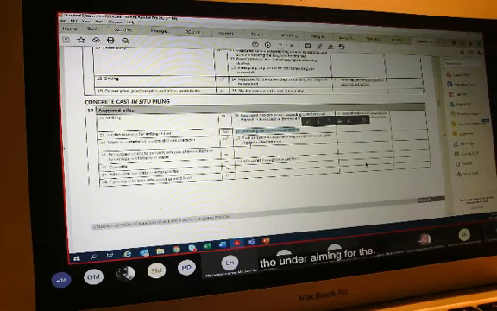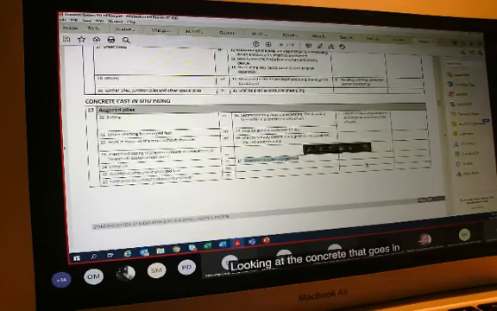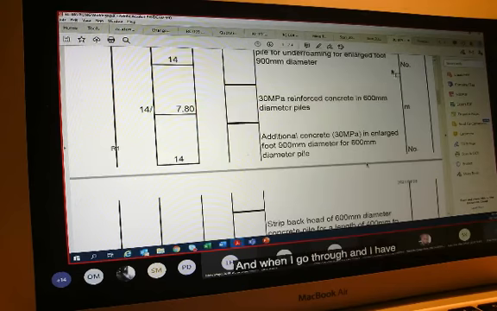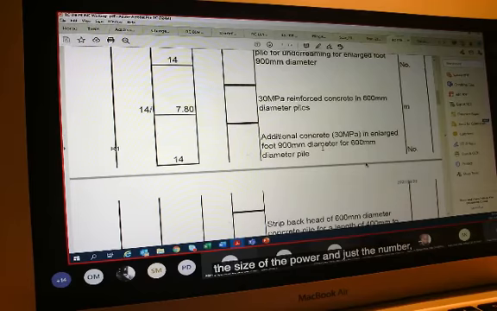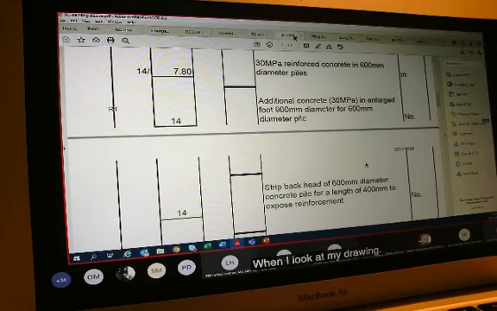So this is on page 22. This is what I've now been measuring: the auger of the piles in the various lengths, the underreaming for the feet of the piles, looking at the concrete that goes in there, and also the additional concrete that it says is measured in number. When I look at how I measured the additional concrete, it's measured in number, and it's important that we indicate the size of the feet, the size of the pile, and just the number, how many are needed in there.